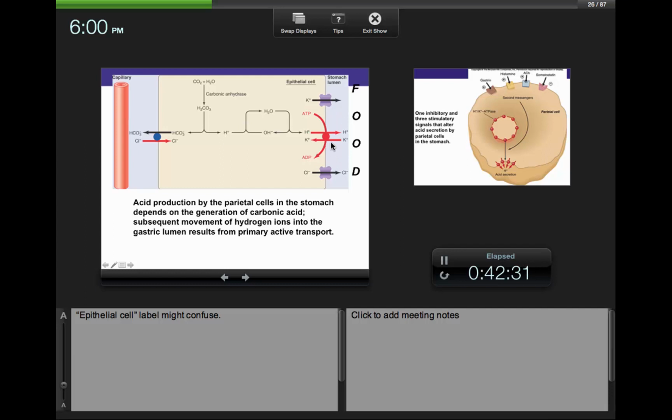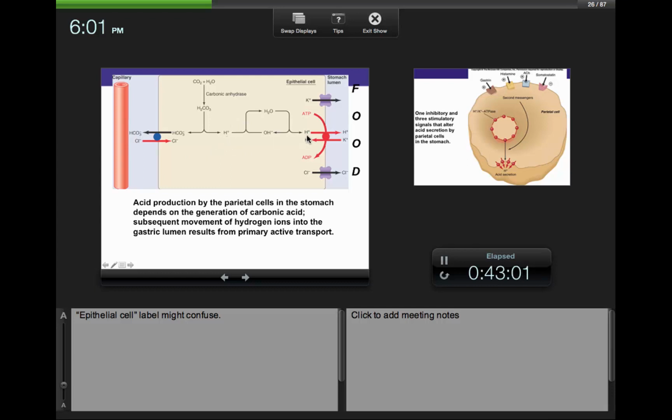Now again, this is the luminal side. This is the apical membrane, so this side faces the inside of the stomach. This side is the basolateral side. It faces the blood supply. So for every carbon dioxide molecule, one proton is secreted and one bicarbonate is absorbed into the blood.